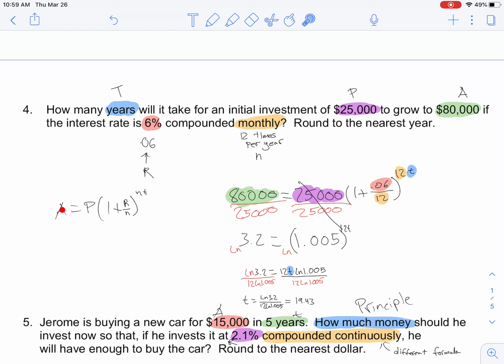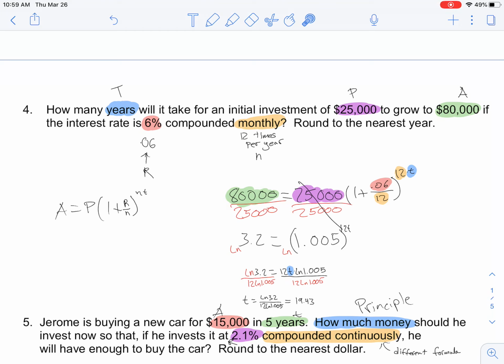A should be green, so that's my 80,000, equals my principal, which was 25,000, times 1 plus my rate, which as a decimal is 0.06, divided by how many times it's compounded, that's n, which in this case is 12. And then that's raised to the power of, again, our n times our time. And those are our exponents. So we just work it down by solving.